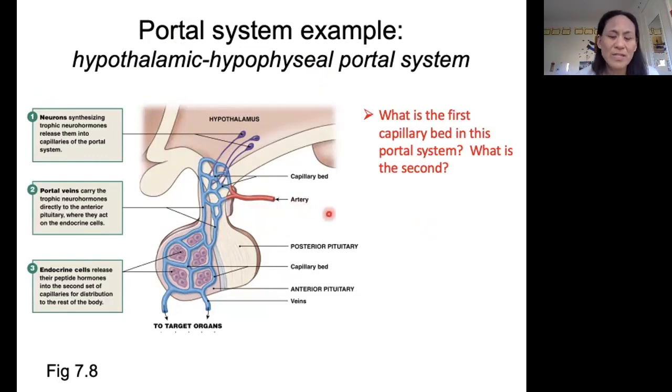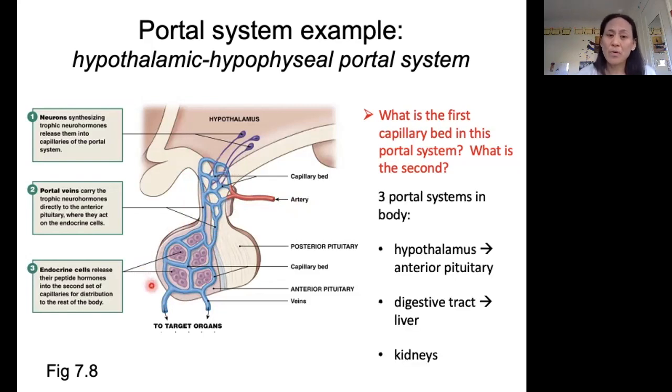I guess I should have mentioned this before, but you also should know this. The blood is coming from this artery here. It's going to encounter the hypothalamus first. So we have this capillary bed. And then those capillaries are going to converge into what are called portal veins. And then they're going to diverge again to give you your second capillary bed here in the anterior pituitary. All right, so that is a portal system.